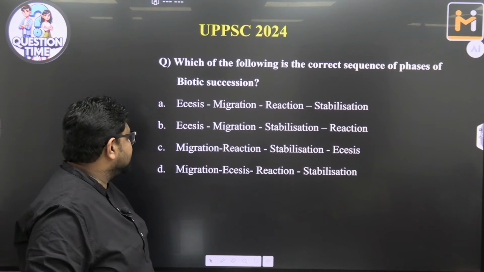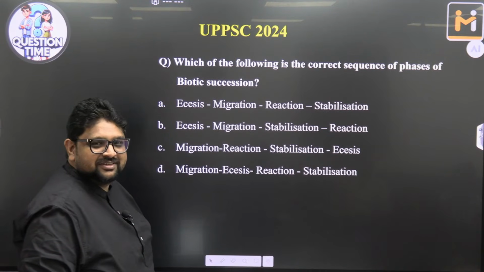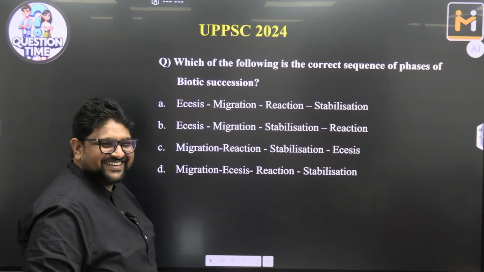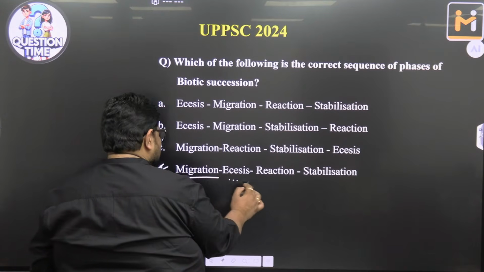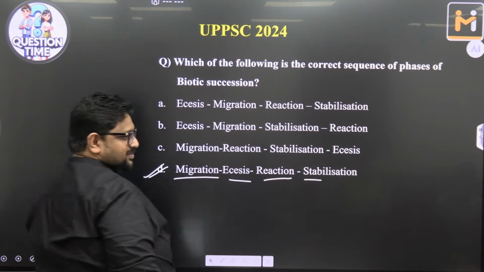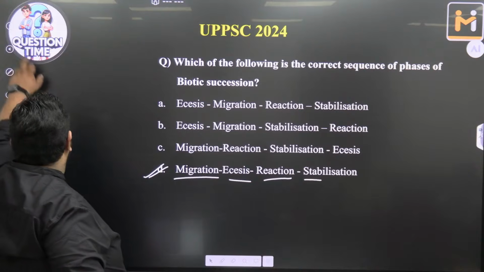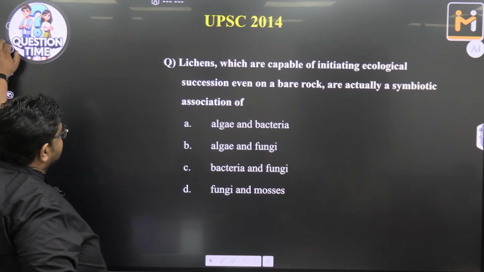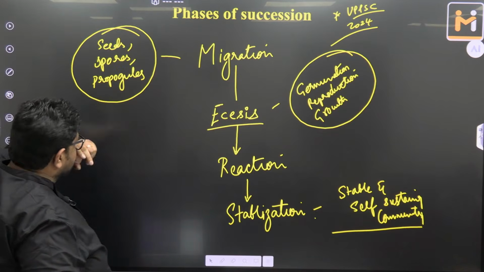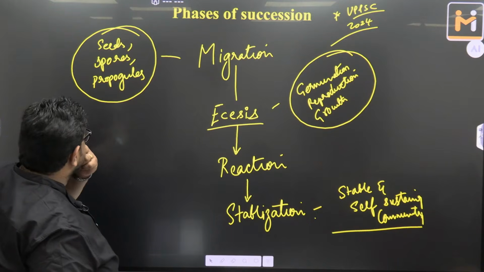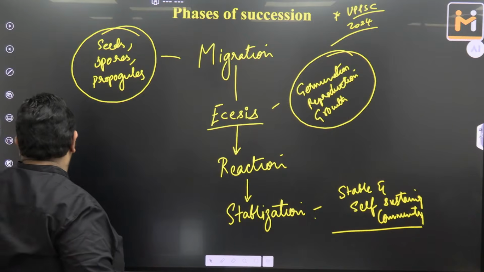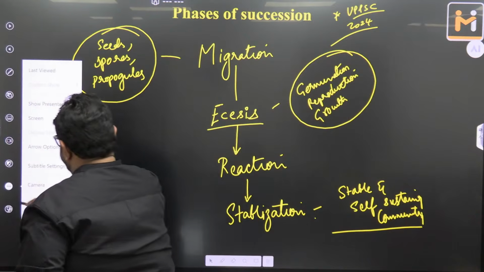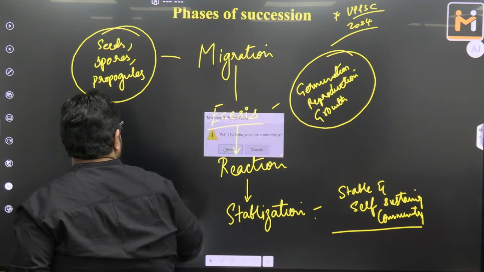First, ecesis to migration. What is ecesis? So the answer is D. Migration, ecesis, reaction, and stabilization. Okay. So these are the 4 stages.